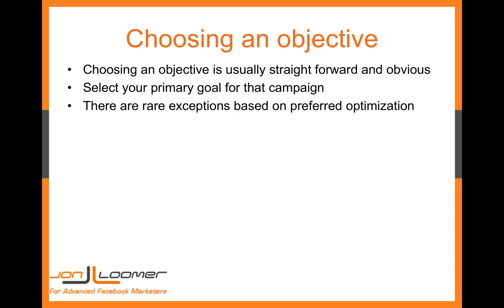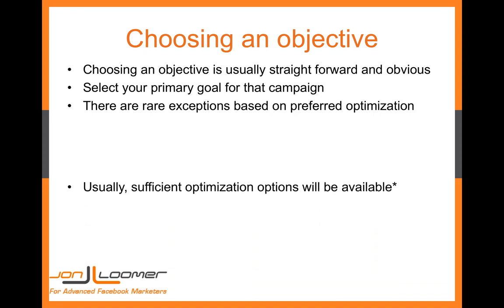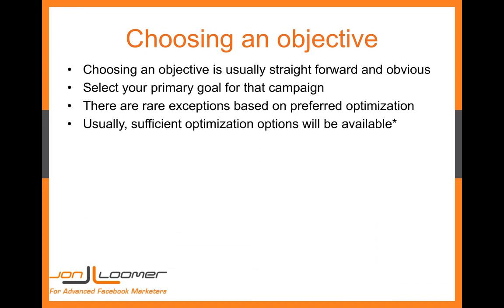Now, there are rare exceptions based on your preferred optimization. So there are sometimes, and we'll get to this in a little bit, where you do want sales, but the type of optimization that you want to use isn't available under a conversion objective. And we'll get to that in a minute. But usually there are sufficient optimization options available to you based on your objective.